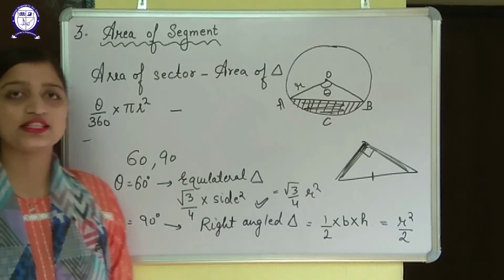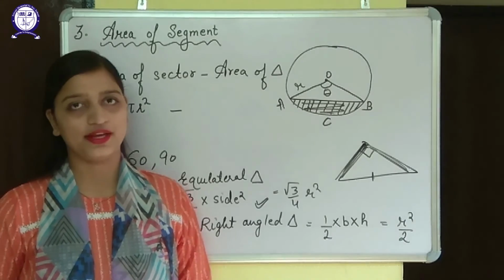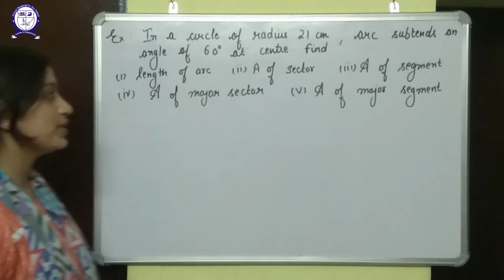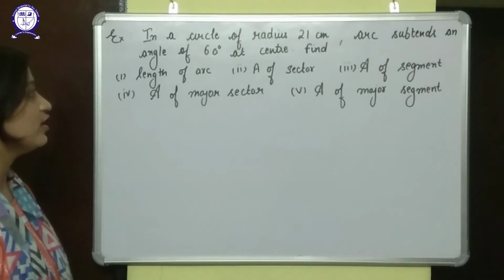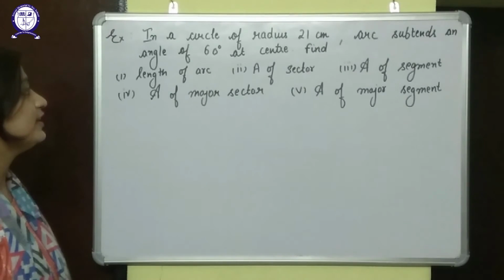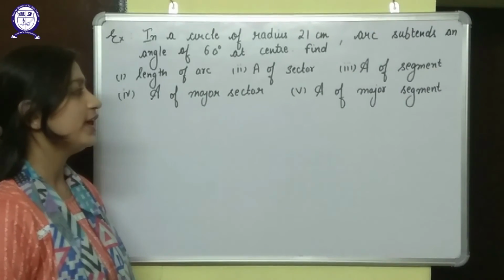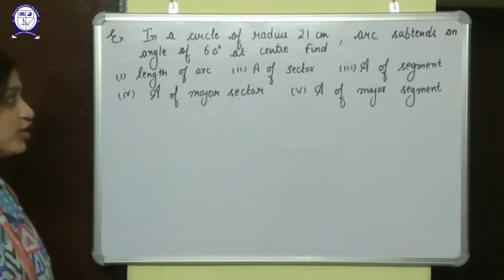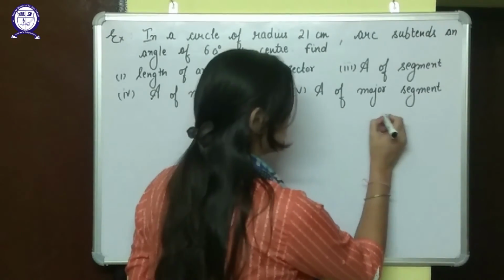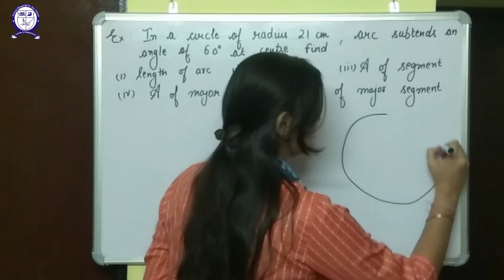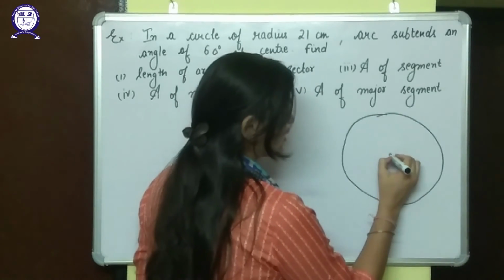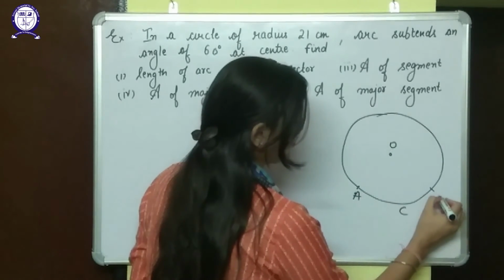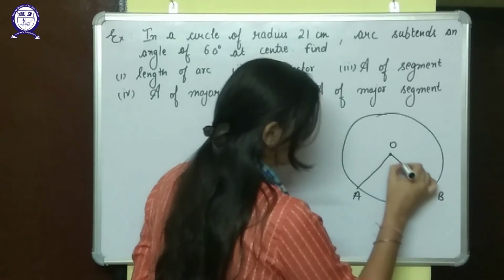Okay, now let's take some examples of area of segment. The question says, in a circle of radius 21 centimeter, an arc subtends an angle of 60 degrees at the center. Find the length of arc, area of sector, area of segment, area of major sector, and area of major segment. First of all, we will draw the figure of this question. There is a circle which has a center O, and suppose A, C, B is an arc making the sector.